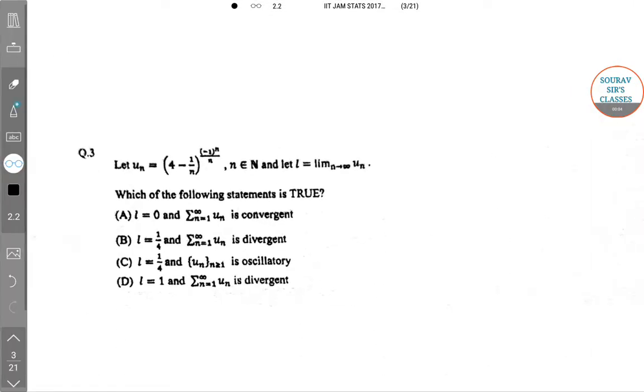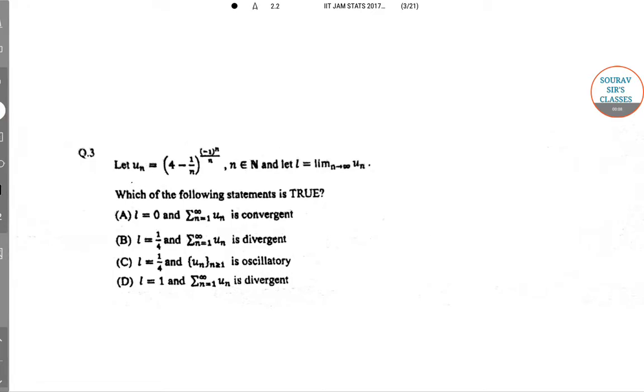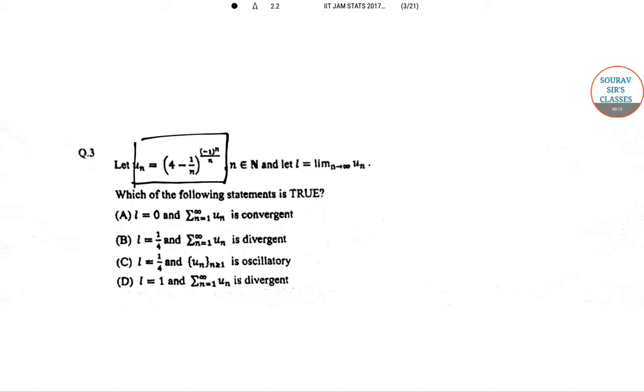The question is, let un is equal to (4 minus 1 by n) to the power of (minus 1)^n by n, where n belongs to natural numbers, and let L is equal to limit n tends to infinity un. Then which of the following statements is true?